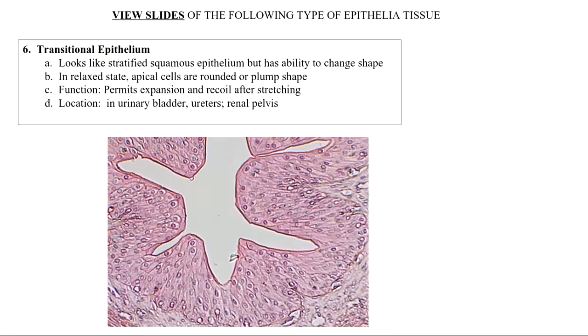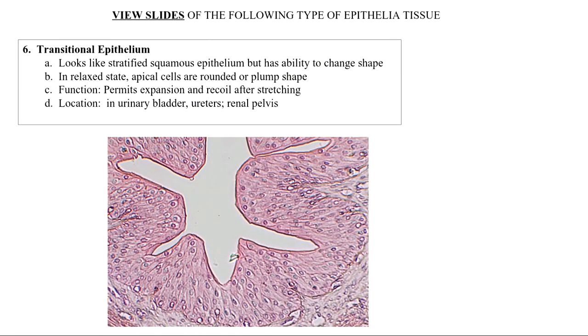And the last one of the epithelials is transitional. Transitional is one that, just like it says, can transition, can change shape. So for instance, we see this lining the urinary bladder. And this picture is in a recoiled position, but as the lumen fills, for instance with urine, it would stretch out and then of course recoil back into position. So permitting expansion and recoil is a very important function of this transitional epithelium. So you can see that in that slide there.